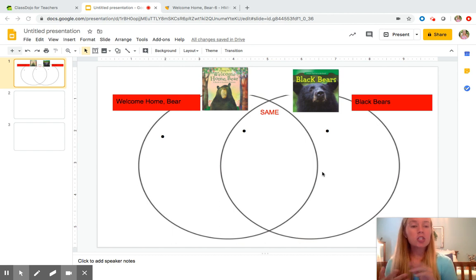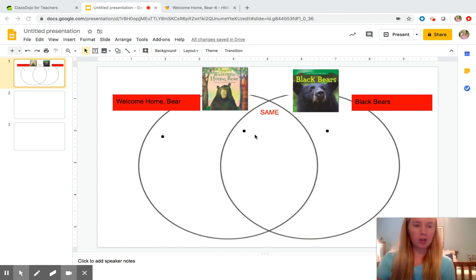So let's look at the two books that we're going to use today. We're going to use Welcome Home Bear, the book that Miss Brandt read to you earlier, and the book that I read to you called Black Bears. So on this side of the circle right here, we are putting all stuff that happens in Welcome Home Bear, things that are different than the story Black Bears. On this side, we're going to add what's different about Black Bears. And then in the middle of the two circles, we're going to put how the two books are alike. What is the same about these two stories?